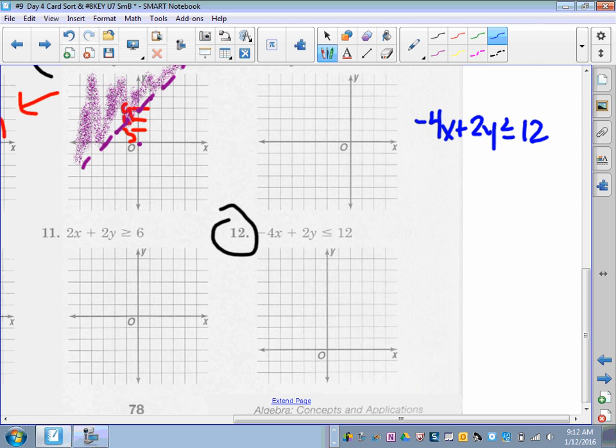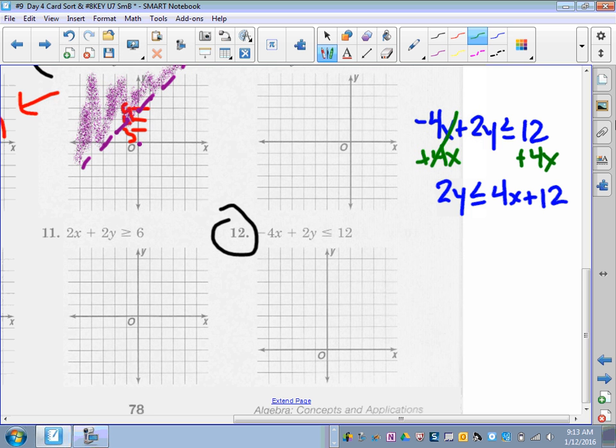Subtract, no, add. Add what? I think you're thinking the right thing, but you said the word fraction. I don't know that I see a fraction. What do we want to add? Good. So we want to add 4x, because it's currently negative, so we want to add it to both sides. So I have 2y is less than or equal to 4x plus 12. And then, Drew, what do I do after that?